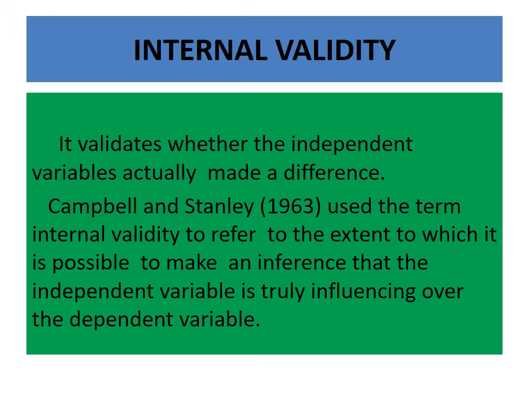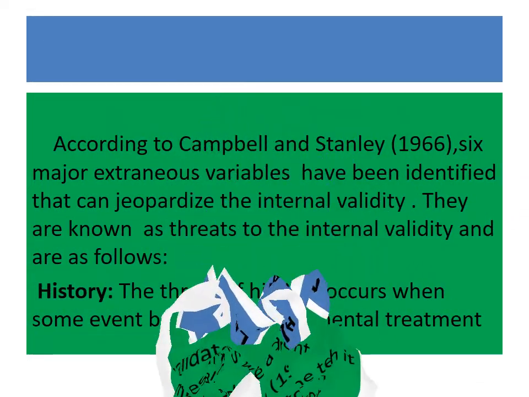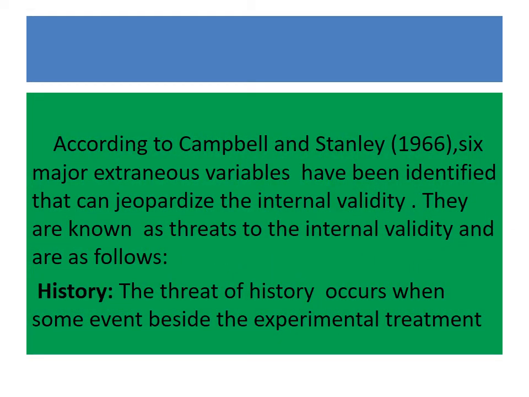Campbell and Stanley in 1963 used the term internal validity to refer to the extent to which it is possible to make an inference that the independent variable is truly influencing the dependent variable. According to Campbell and Stanley, six major extraneous variables have been identified that can jeopardize internal validity.